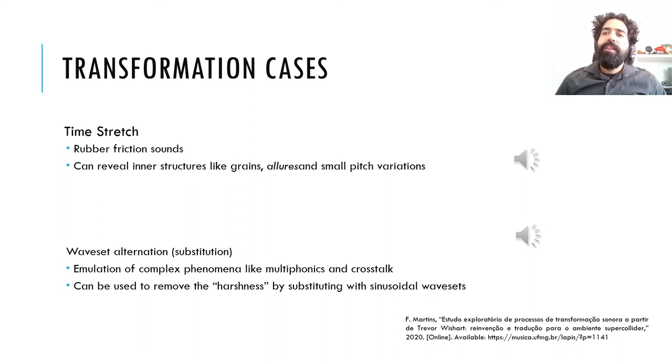When alternating wavesets between two audio files, especially when working with bigger groups of wavesets, it is possible to obtain some unique mixtures between two sounds. This can be used to emulate phenomena like multiphonics and crosstalk. It is also a form of achieving multiphonic-like sounds for instruments that do not easily allow this technique, for instance, marimba and vibraphone, or to produce crossover sounds made of waveset extracts from distinct sources.